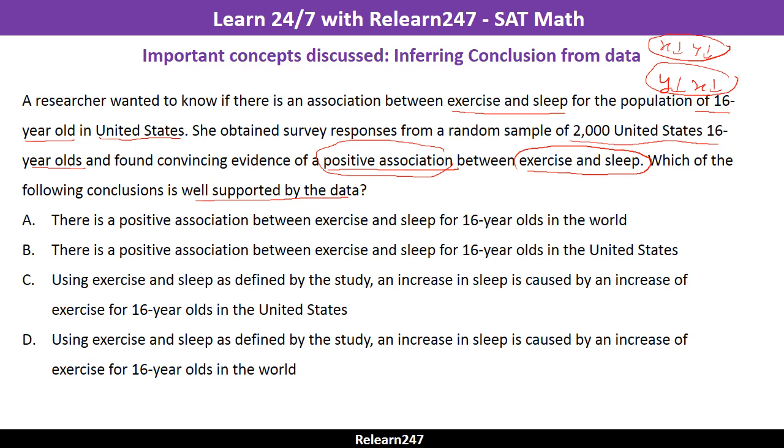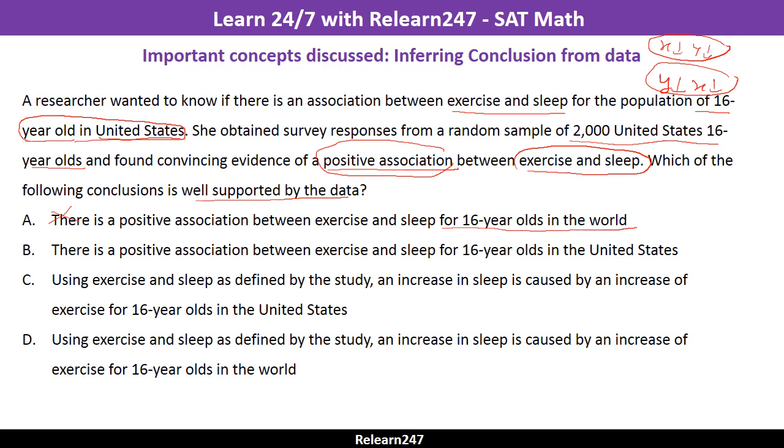So you might be tempted to mark this as the answer, but think carefully. The option says 16-year-olds in the world, and what was the experiment initially for? 16-year-olds in United States, right? So you might have guessed your answer right here. So in place of world, if it had been United States, we would have marked this as the correct answer, because it's the same line, found convincing evidence of positive association between exercise and sleep in United States. So this is wrong.